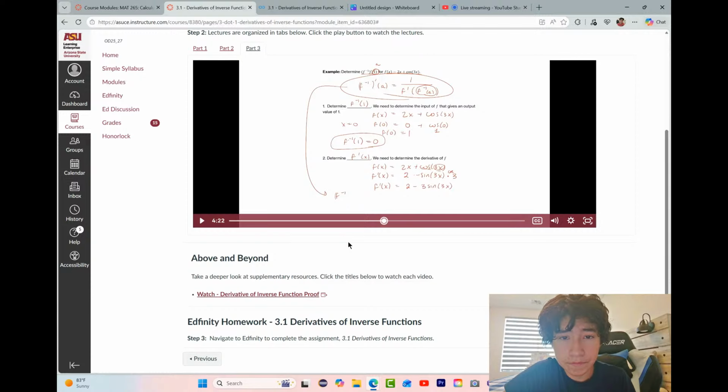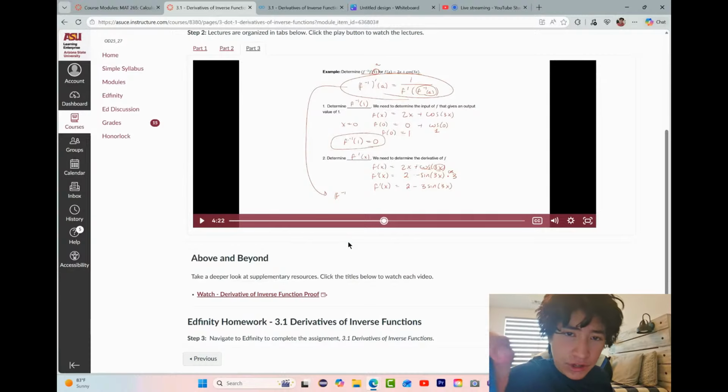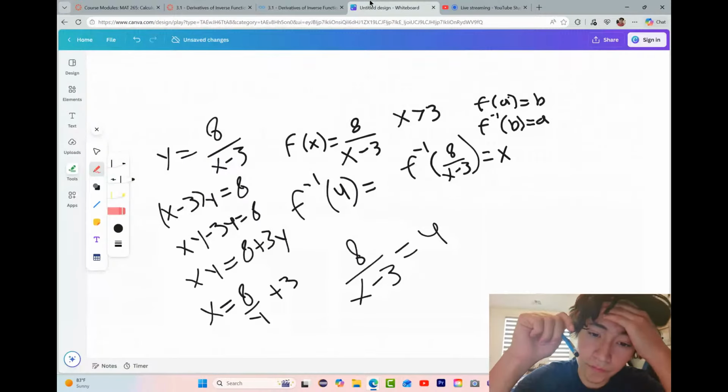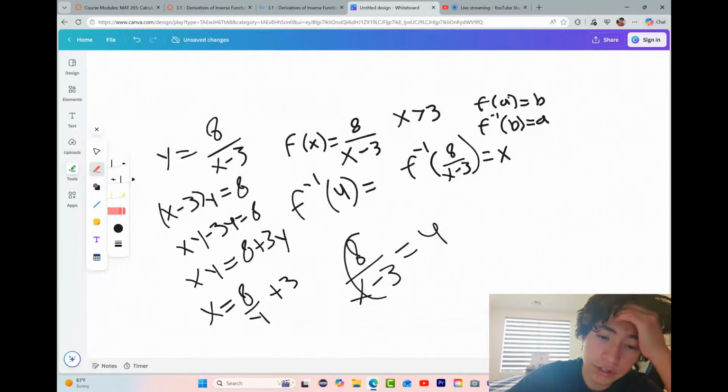Sorry. So 2x plus cosine of 3x equals 1. And why is that important? Because the output of f of x must equal the input. Oh, so we must find the x values. I see. The x values. So what x values of this are equal to 4?